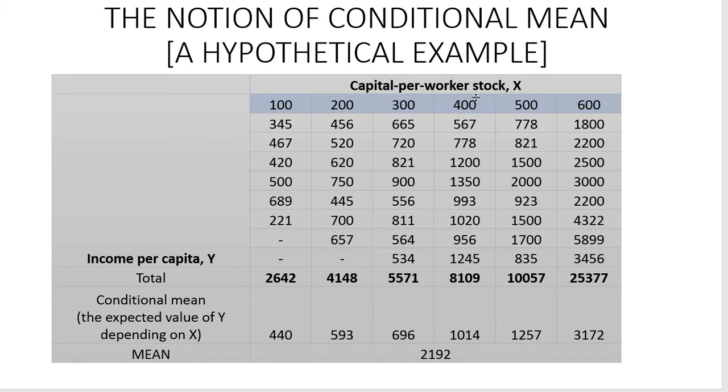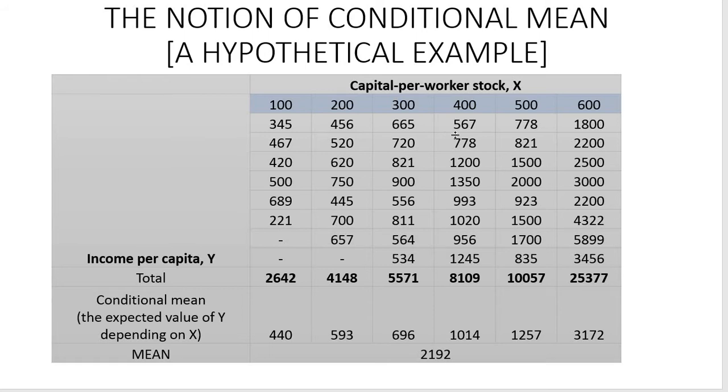Just for the sake of simplicity, assume that there are only 6 possible values of capital per worker stock in the entire population. So it's 100, 200, 300, and so on and so forth, up to 600. And here you have different values of income per capita, depending on the value of capital per worker stock. So in this column, you have income per capita for all the countries in the population where the value of capital per worker stock is equal to 100. Here you have the values of income per capita for all the countries where the value of capital per worker stock is equal to 200, and so on and so forth.